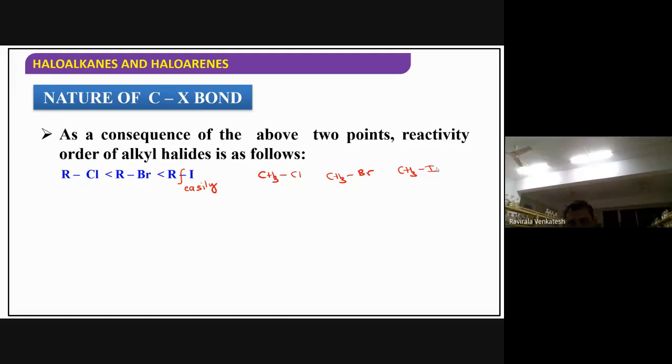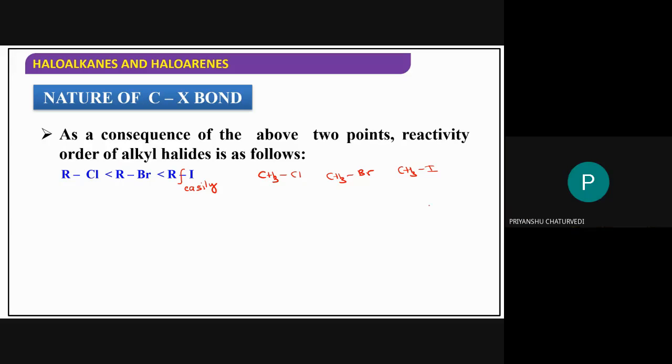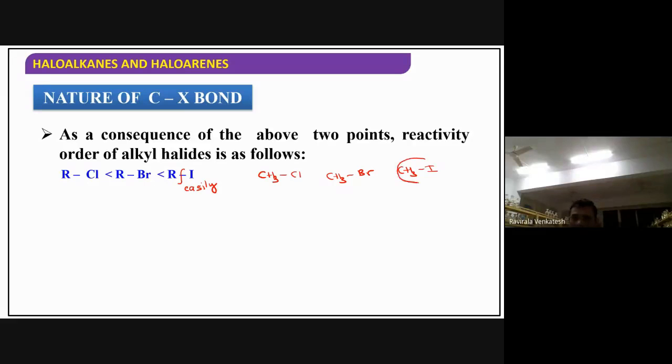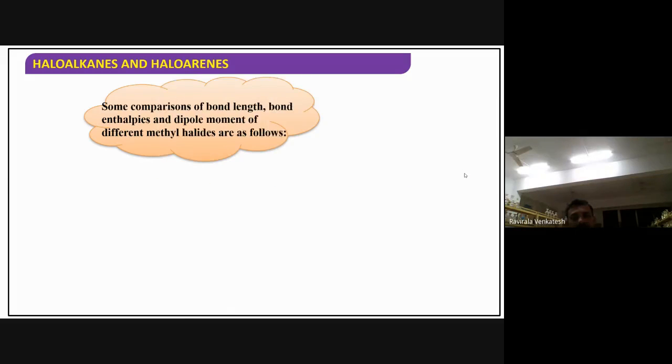Yes, methyl iodide. Methyl iodide or iodomethane, both are the same. Iodomethane is the IUPAC nomenclature, and methyl iodide is the common name. So definitely this will undergo chemical reaction readily. Next, some comparisons of bond length, bond enthalpies, and dipole moment we are going to discuss now.